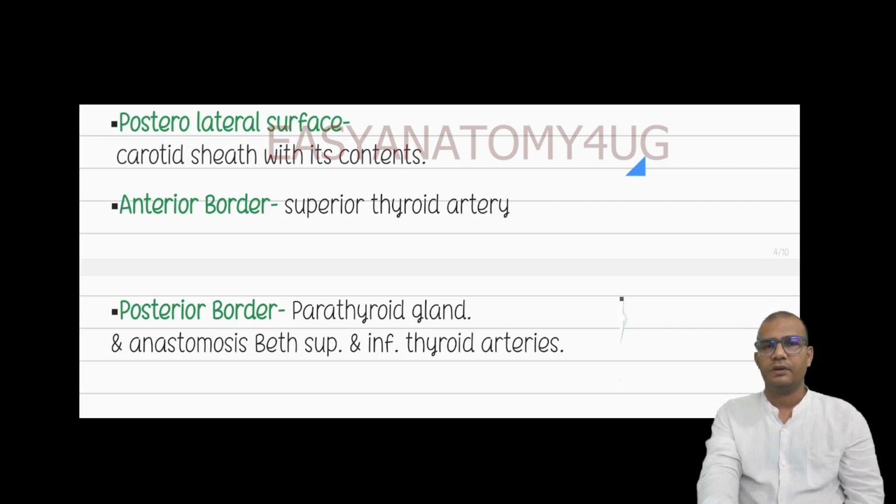Posterolateral surface of thyroid gland is related to the carotid sheath along with its contents. The contents are internal carotid artery, internal jugular vein, and vagus nerve, anteriorly embedded ansa cervicalis, and posteriorly related sympathetic chain. Anterior border of the lateral lobes is related to the superior thyroid artery. The posterior border is related to the parathyroid gland, as well as the anastomosis between the posterior division of superior thyroid artery and inferior thyroid arteries.